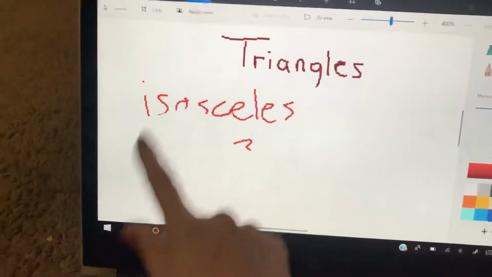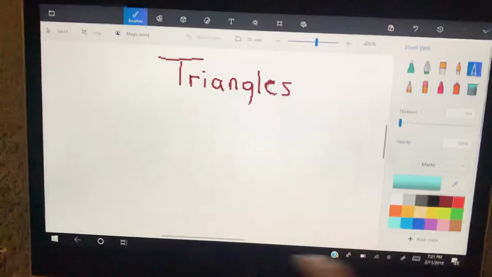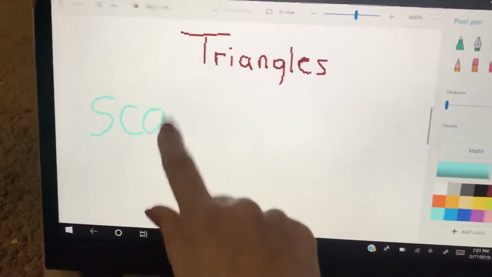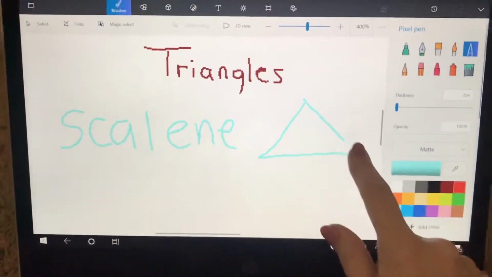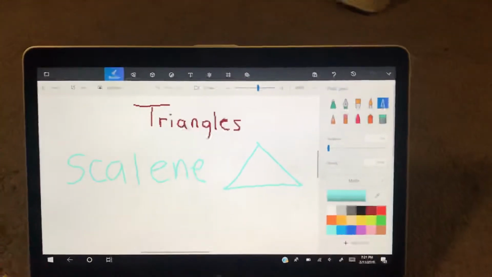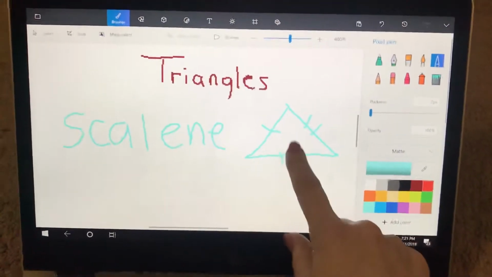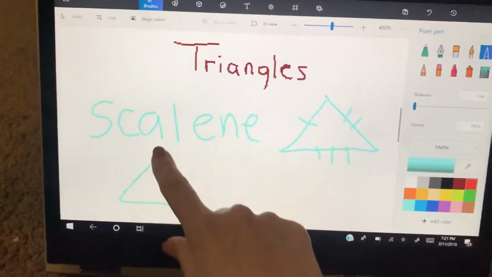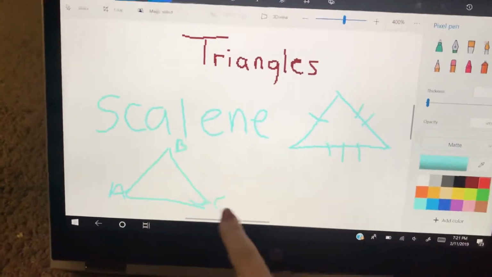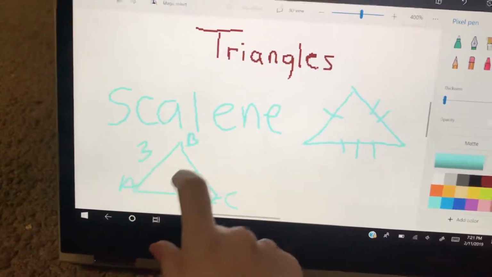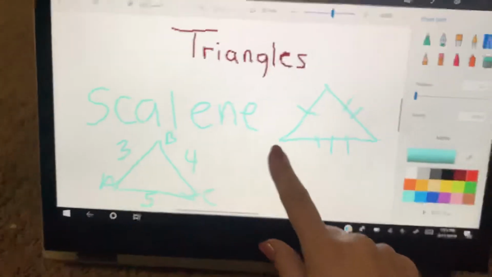Okay, now the next triangle we're going to talk about that deals with sides is a scalene triangle. Now, where an equilateral was equal, all sides were equal. Isosceles, 2 sides were equal. A scalene, no sides are equal to each other. They're all different lengths. So here's our new triangle. Length from A to B is 3, B to C is 4, and A to C is 5.